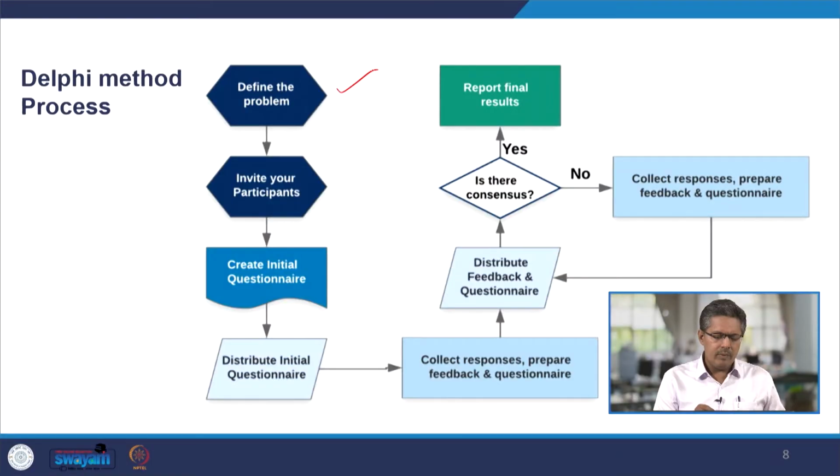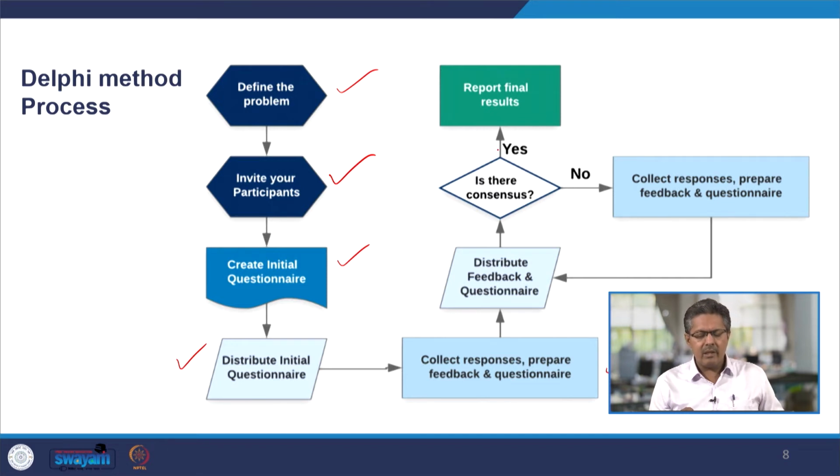Define the problem, invite your participants, create your initial questionnaire, then distribute the initial questionnaire, collect the responses, prepare feedback and summary report, distribute the feedback or summary report and questionnaire again to the respondents, and just see if there is any consensus or not.